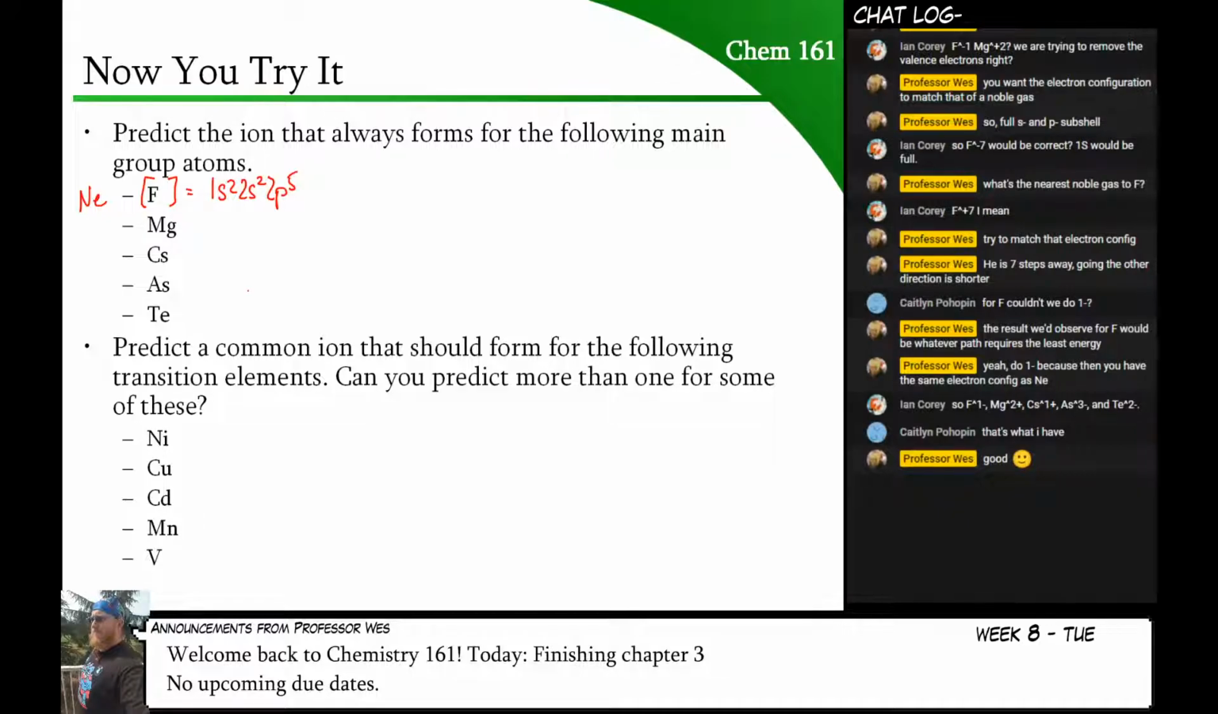Here's the electron configuration for fluorine. In order to make it look like neon, I would need to make it 2p6, which would make it F-. For magnesium, the nearest noble gas is also neon. And so here's its configuration. In order to make it look like neon, we'd get rid of these. And this would be the ion it forms.